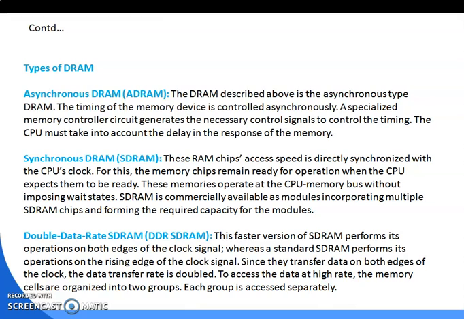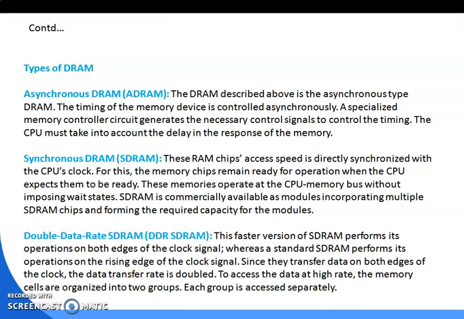But in case of the synchronous DRAM or SDRAM, these RAM chips' access speed is directly synchronized with the CPU clock. For this, the memory chip remains ready for operation when the CPU expects them to be ready. That is the basic difference.